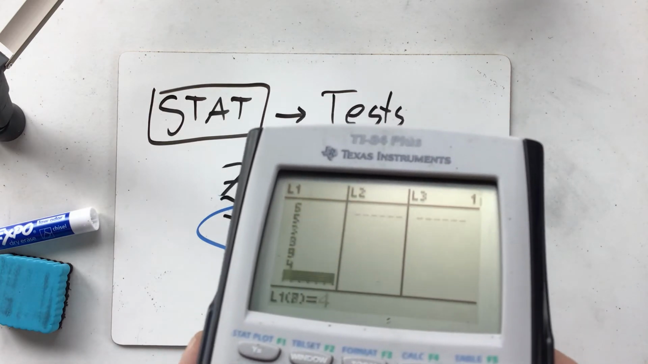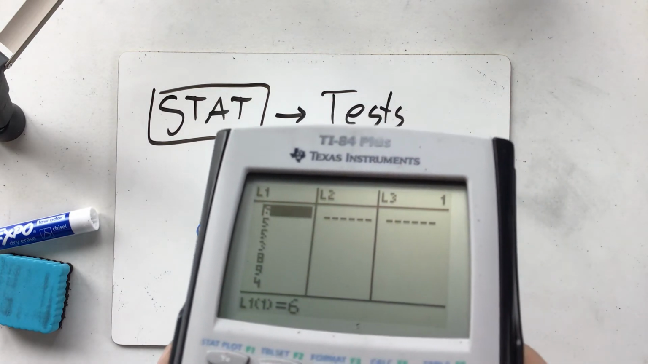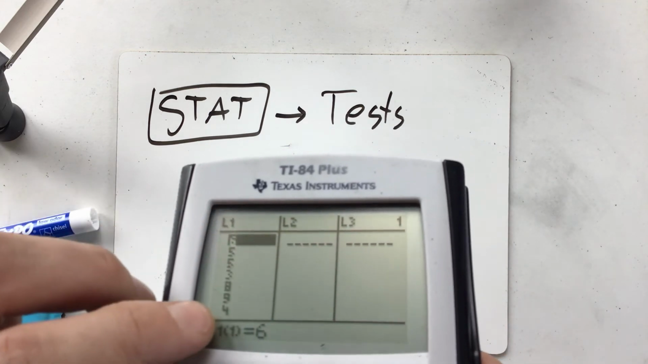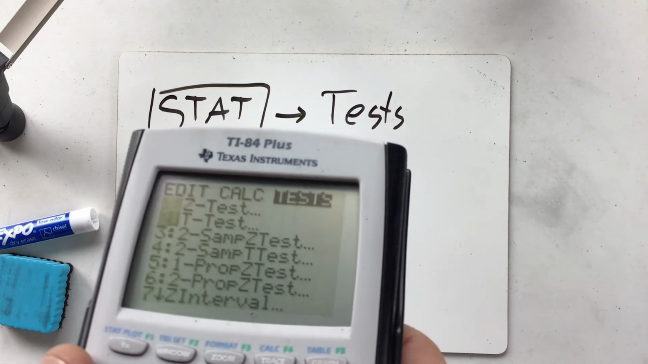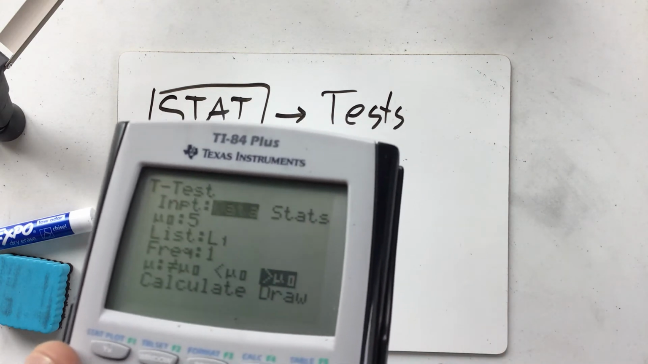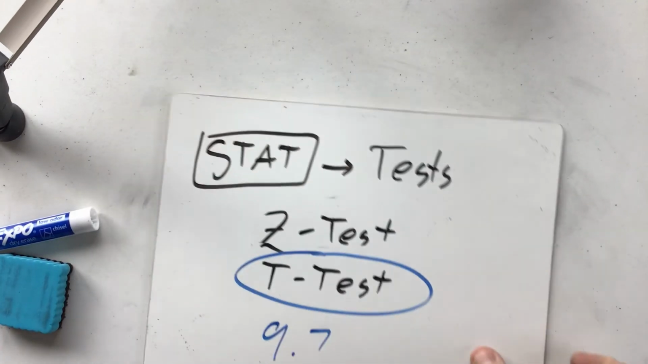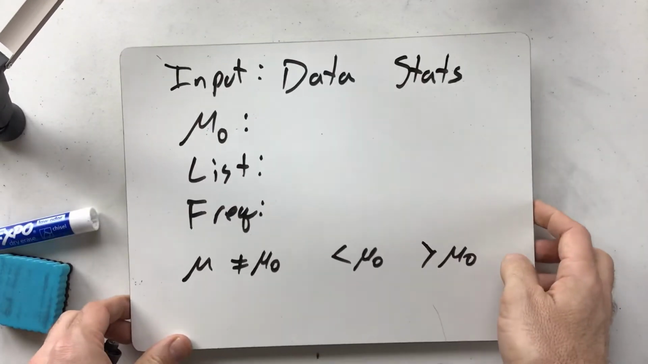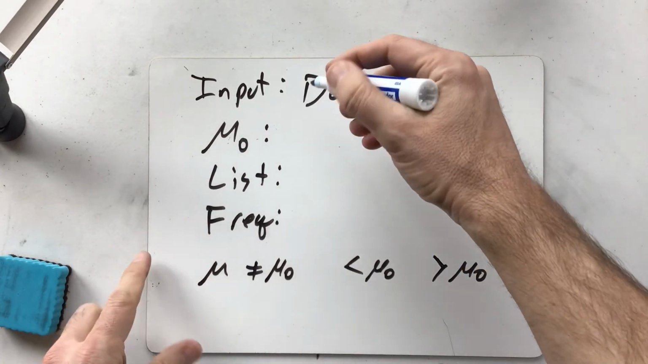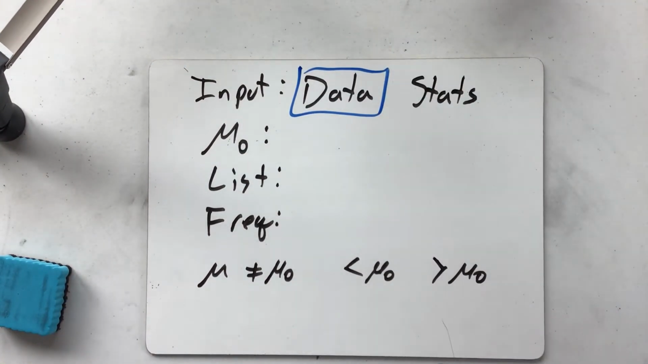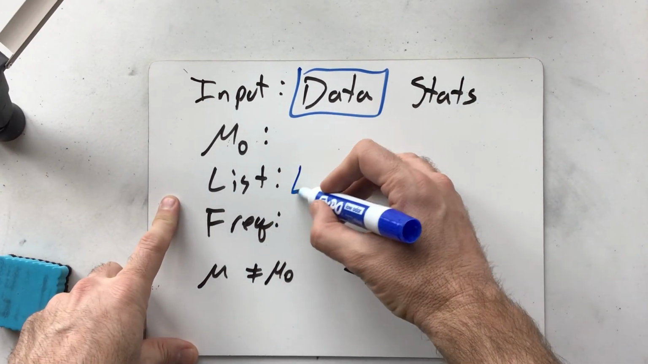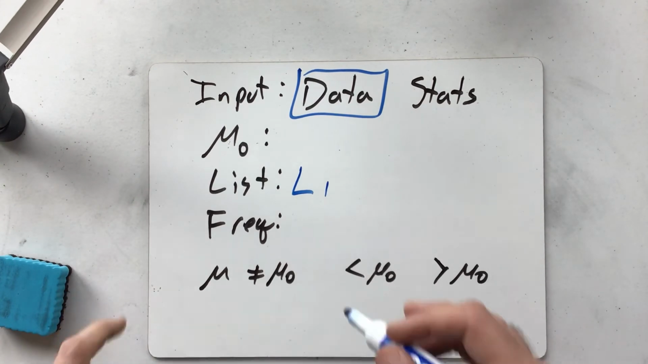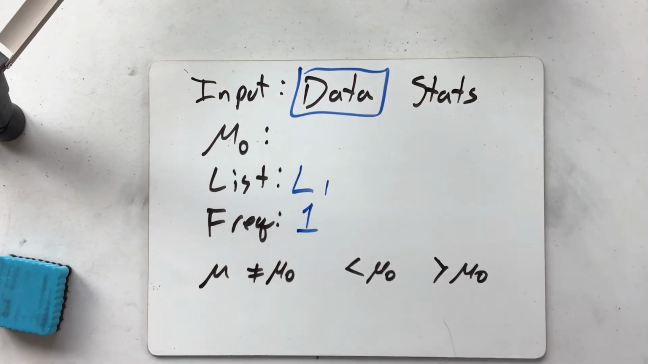And what you'll see is that I have the numbers from this problem entered in because that was the last one I did in my calculator. So make sure the L1 are your car values from this problem. Go back to stats and go back to t-test, and we're going to choose data this time. So I'm going to select data, and that means I'm not telling it my average, I'm telling it where my list is located. My list of data points was in L1, so I'm going to put L1 right here. My frequency is just going to be the number 1 because each of these numbers showed up only once.